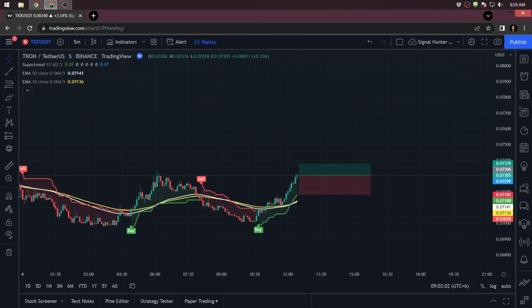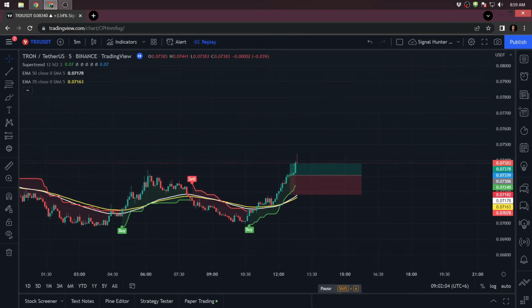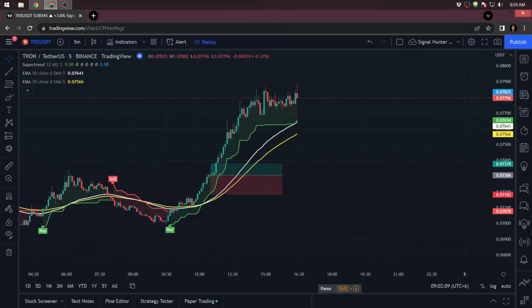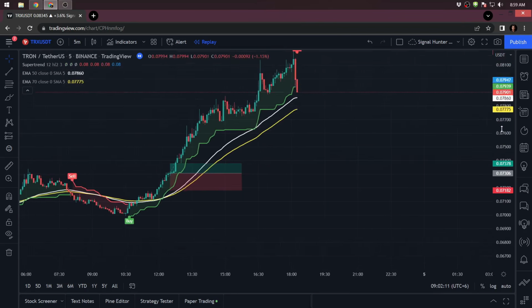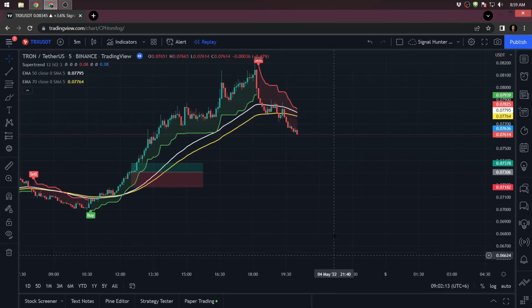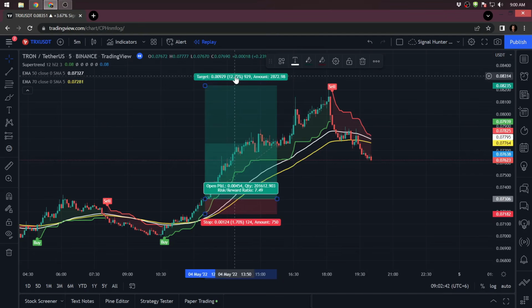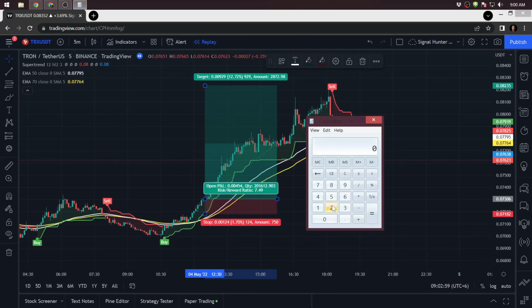And if I see after a few candles the price is trying to go up, let's see what's happened. After a few candles you can see the price is successfully going up, and if I measure with this scale, you can see 12.70% profit from only one trade with zero leverage. If I use 20x leverage, that means 254.4% profit from only one trade.